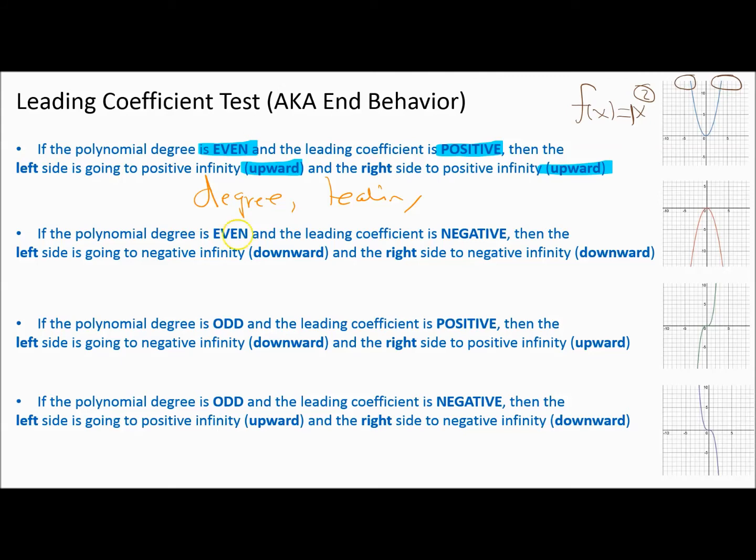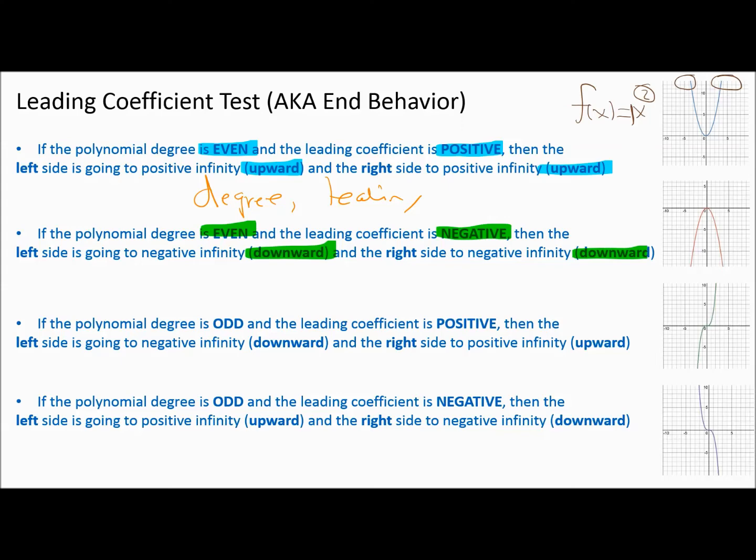If the polynomial is still even, but the leading coefficient this time is negative, okay, so you might have an even degree 2, 4, 6, 8, but the leading coefficient is a negative 5 or a negative square root of 2 or negative 1/3, okay? Then the left side this time is going downward and the right side is going downward.